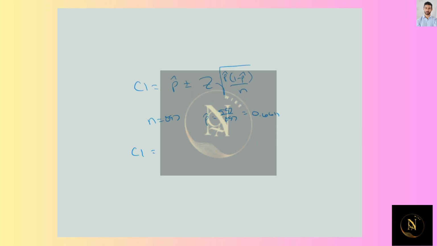about 0.6611. Then our confidence interval is, I'm going to keep it exact in my calculation, 593 out of 897, plus or minus a critical Z for 95% is 1.96.